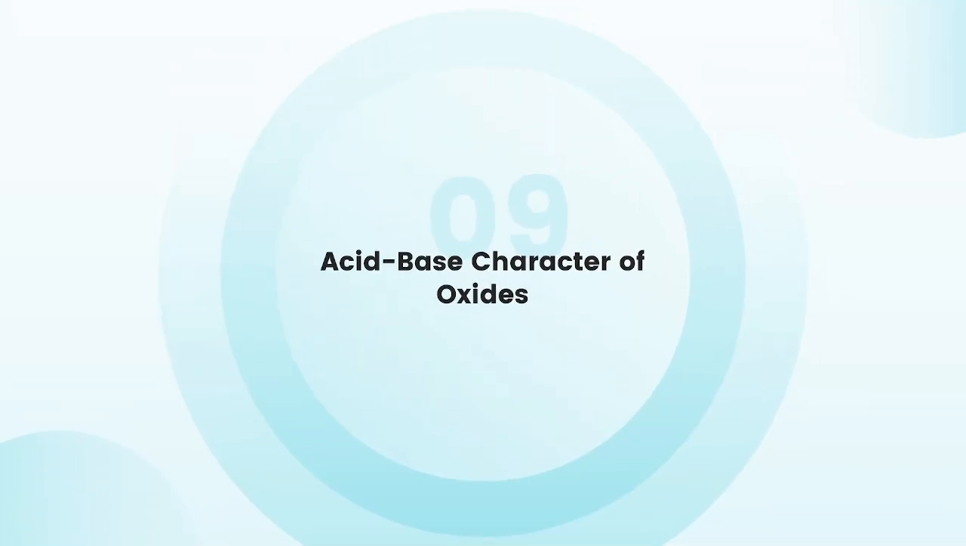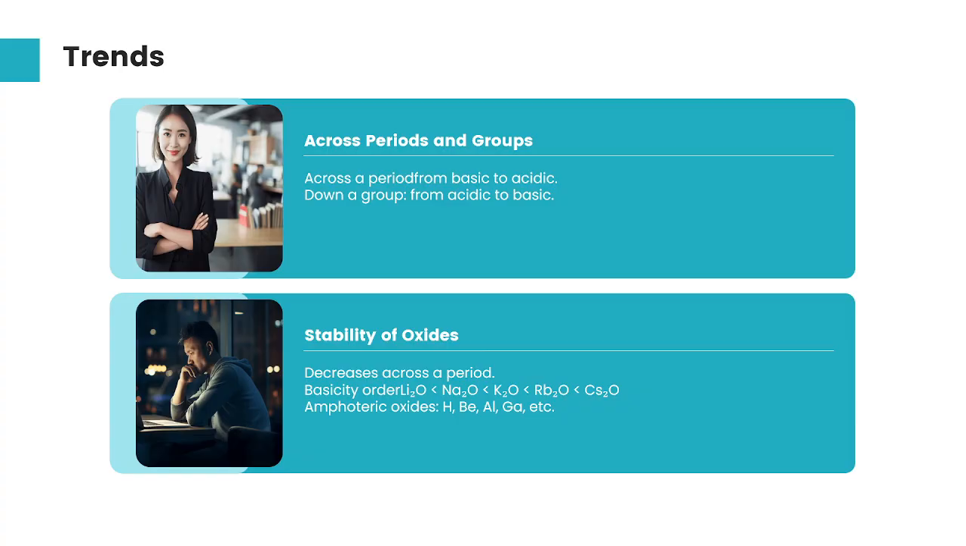Acid-base character of oxides. The character across a period goes from basic to acidic, and down a group from acidic to basic. Stability of oxides decreases across a period. Basicity order: lithium oxide is less stable than sodium oxide, which is less stable than potassium oxide, which is less stable than rubidium oxide, which is less stable than cesium oxide. Amphoteric oxides are beryllium, aluminum, and gallium oxides.